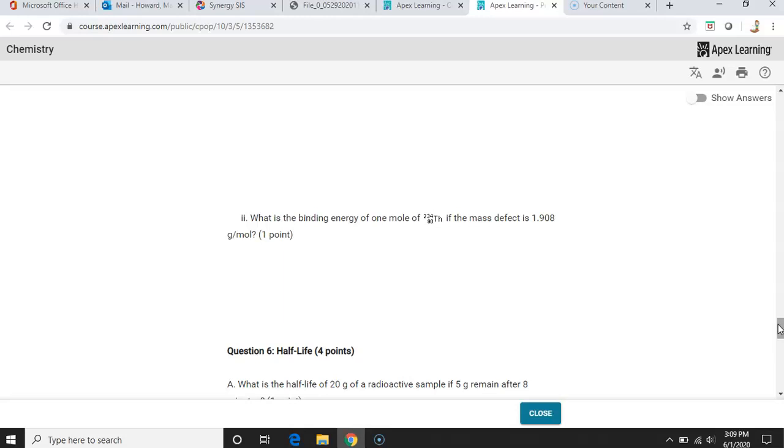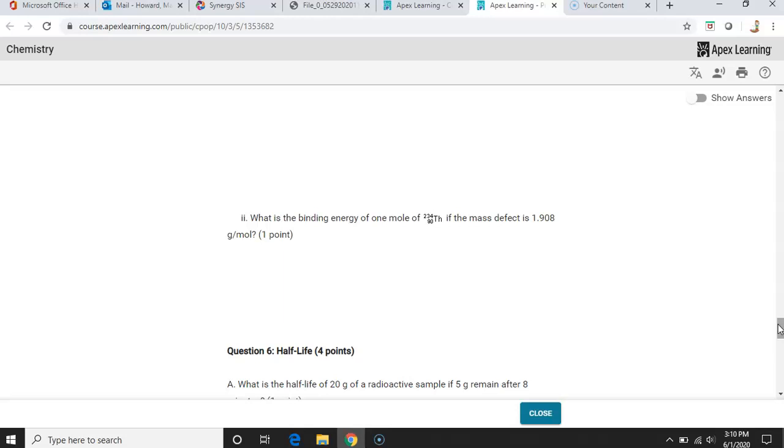And then down here, what is the binding energy of 1 mole of this? The mass defect is 1.908 grams per mole. You're going to plug it into E equals mc squared, with what you are given. So you're solving for E. You know the mass is 1.908 grams, and then you have to change the grams to kilograms. So 1.908 g times 1 kilogram divided by 1,000 grams.